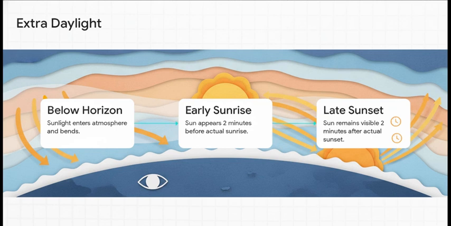This is a great callback to the daylight extension visual we broke down in our Chapter 10 explainer. Because our atmosphere bends light toward us, sunlight actually curves over the horizon. What does that mean for us? It means we see the sun a full 2 minutes before it actually physically crests the horizon in the morning. And its light keeps bending toward us for 2 minutes after it has technically already set at night. That's 4 extra minutes of daylight every single day, entirely thanks to atmospheric refraction acting as a daily mirage.